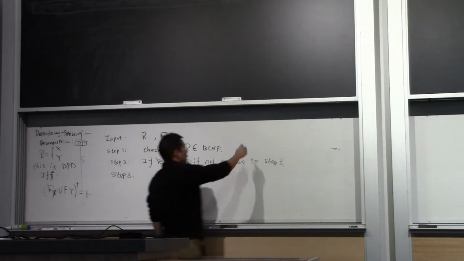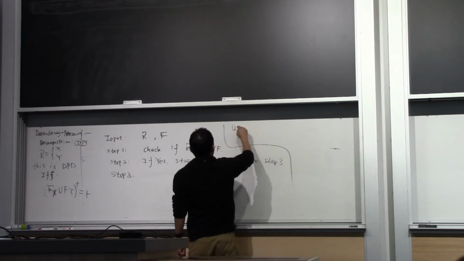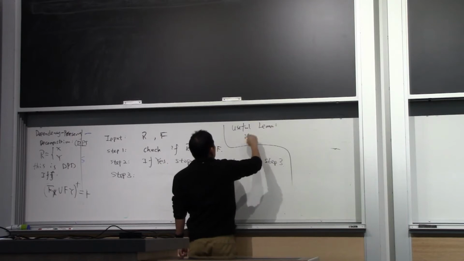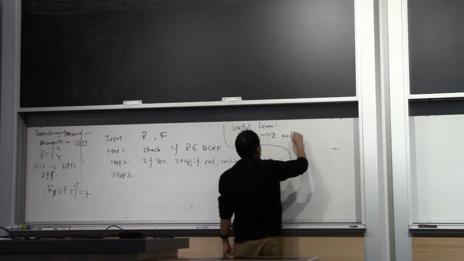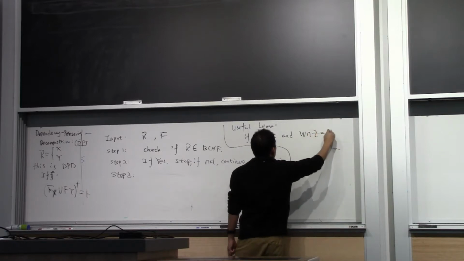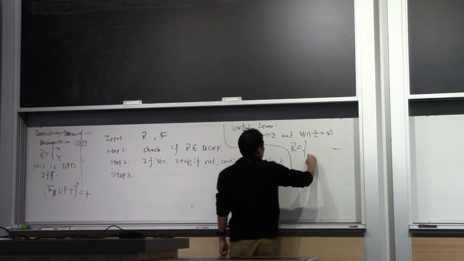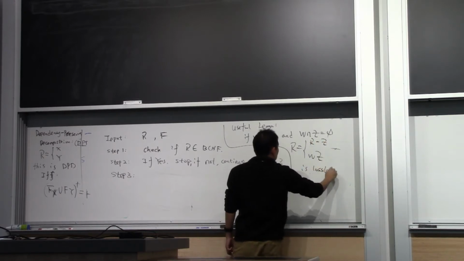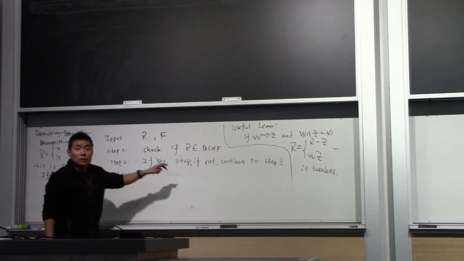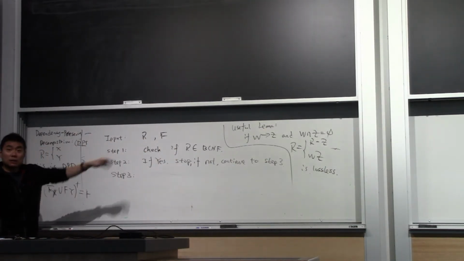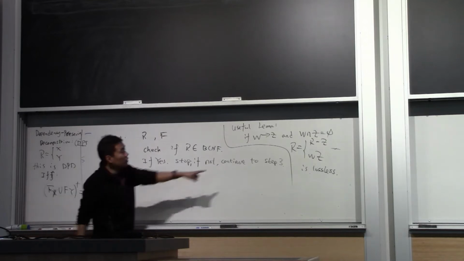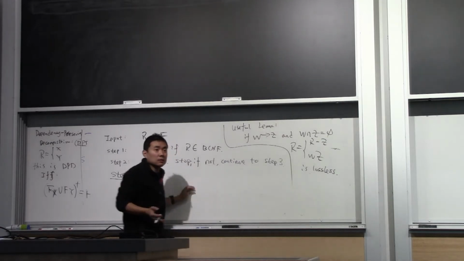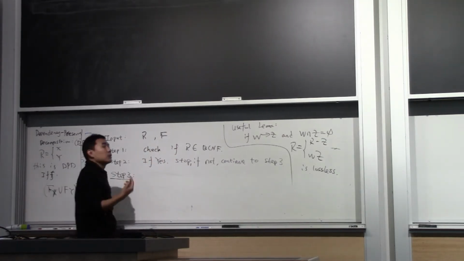Step 3 is basically to use this useful lemma we talked about. The useful lemma says if W determines D, you can decompose R into two schemas, and this decomposition is lossless. All you do in step 3 is to recursively apply this result to decompose R into smaller schemas. That's it.